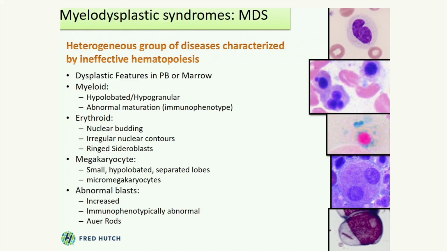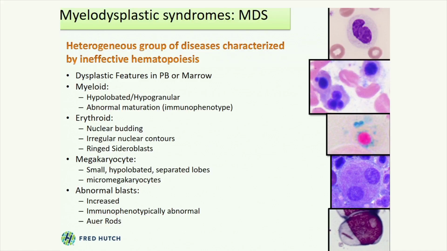In your myeloid lineage, these include hypolobated or hypogranular neutrophils. You can have abnormal maturation that can be picked up by immunophenotype. In your erythroids, you may have nuclear budding, irregular nuclear contours, or you can have ring sideroblasts. In your megakaryocytes, they can be small, hypolobated, or have separate nuclear lobes. Another very telling characteristic of dysplasia is micromegakaryocytes. These are very small megakaryocytes that are about the size of a myelocyte. You can have abnormal blasts. These could be increased, immunophenotypically abnormal, or have an Auer rod.